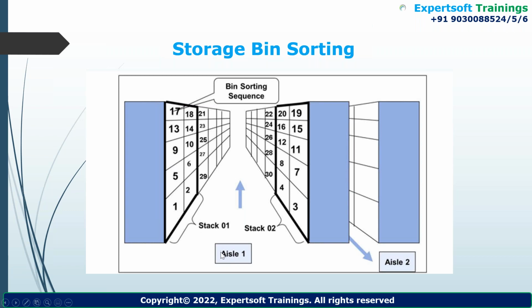Whenever you create a new warehouse task, the system will look at the bin sorting and what bins are available. Based on your put away strategy, the system will give you the suitable bin, and that process is called bin sorting. How we will do the bin sorting, we'll see later. This is just an overview and an idea about what bin sorting is.